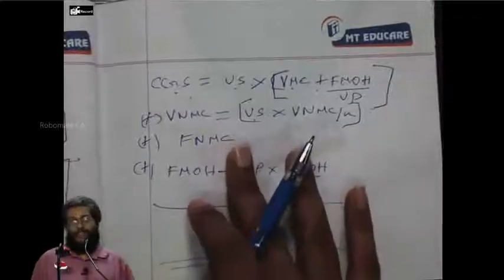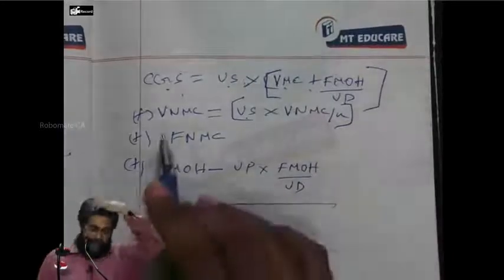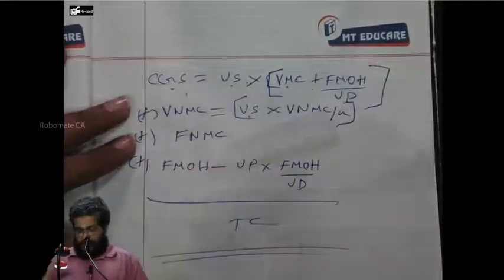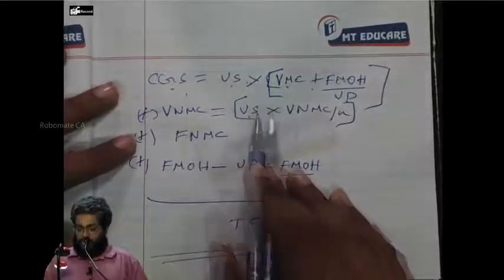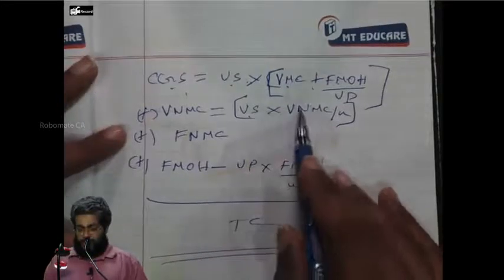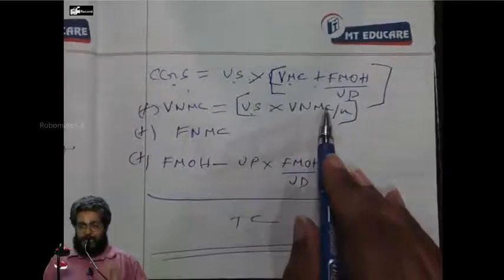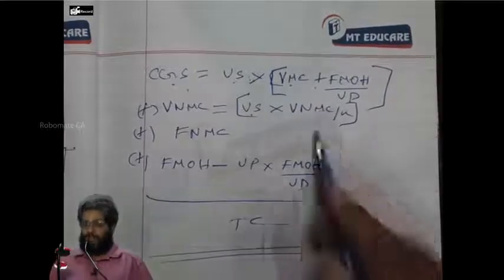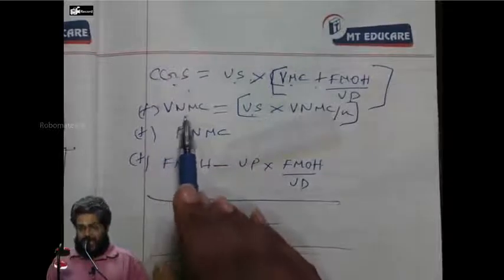Add variable non-manufacturing cost. What is variable non-manufacturing cost? Units sold into VNMC per unit. VNMC means variable non-manufacturing cost per unit. So the manufacturing cost of goods sold is taken, VNMC is taken.